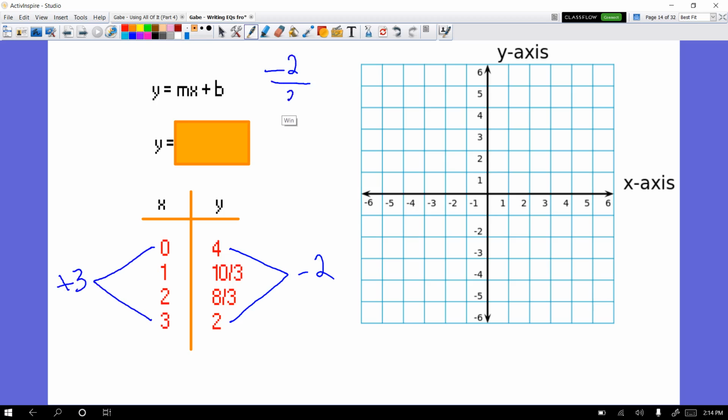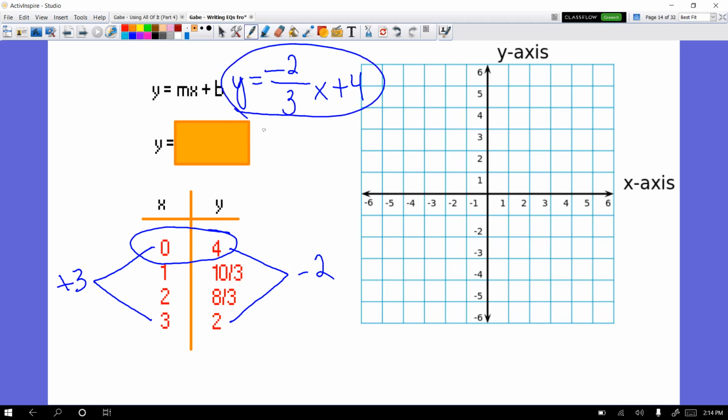Negative 2 thirds x. This is why it pays to have 0 in your coordinate table, because we know that's already plus 4. None of the ones we're going to be doing today have fractions in them or anything. But that's why it pays to know where your information's at. Notice we didn't have to do any work on that. Negative 2 thirds x plus 4.